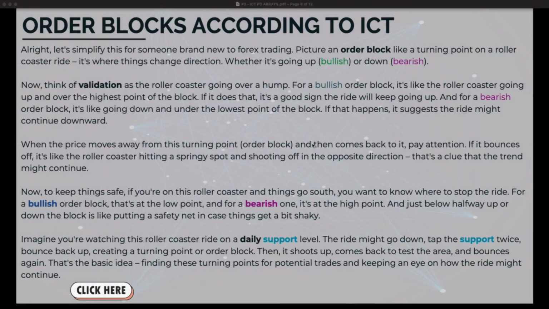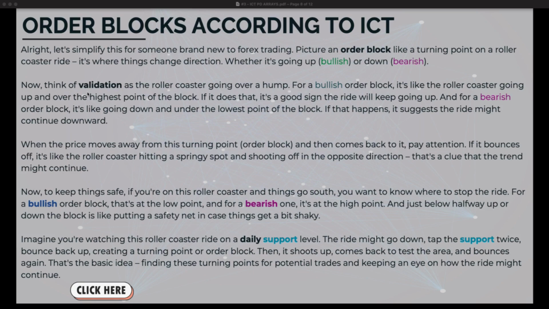Now, I want to talk about order blocks according to ICT just a little bit more, because I think it's very, very important and it's really crucial to a lot of his teachings. Let's simplify this for someone brand new to Forex trading. Picture an order block like a turning point on a roller coaster ride. It's where things change direction, whether it's going up, bullish, or down, bearish.